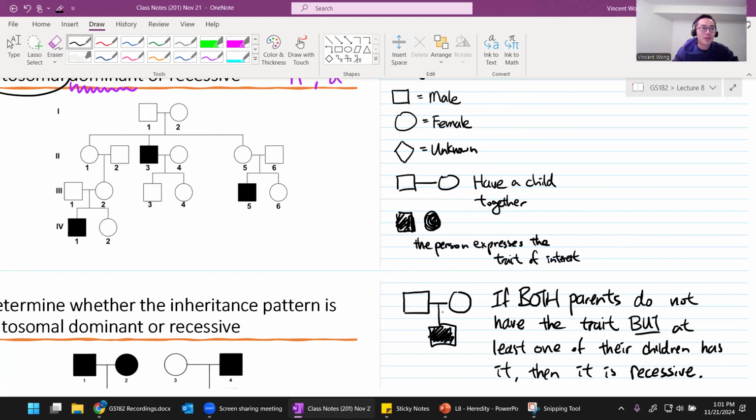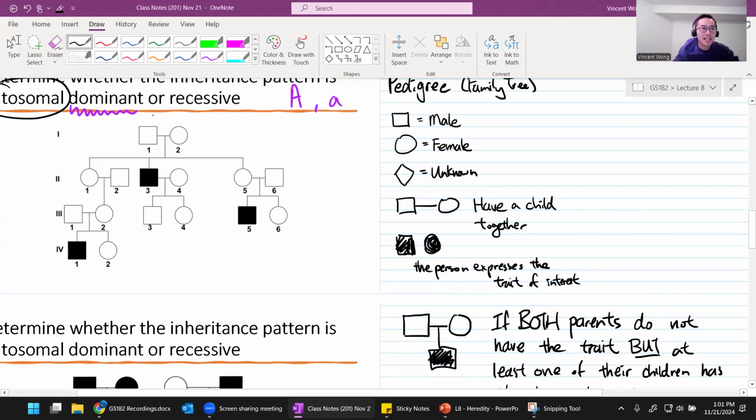I do have a question for you guys though. I forgot to ask this earlier. How many kids do they have? Three kids, right? If you follow the line here, one kid, two kid, and three kid.